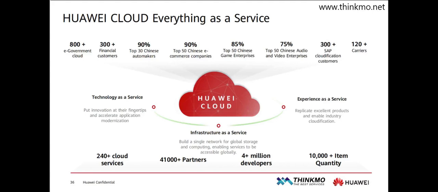For example, a certain car company achieved real-time data synchronization between its European and Chinese factories through Huawei Cloud's global nodes, improving efficiency by more than 50%. The second point is our technology and services.